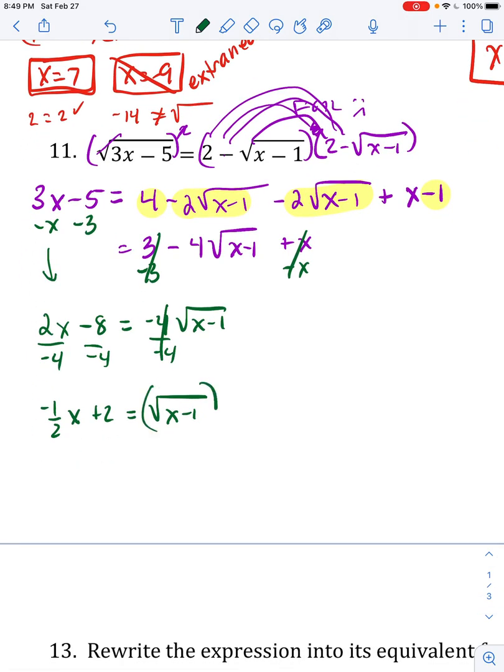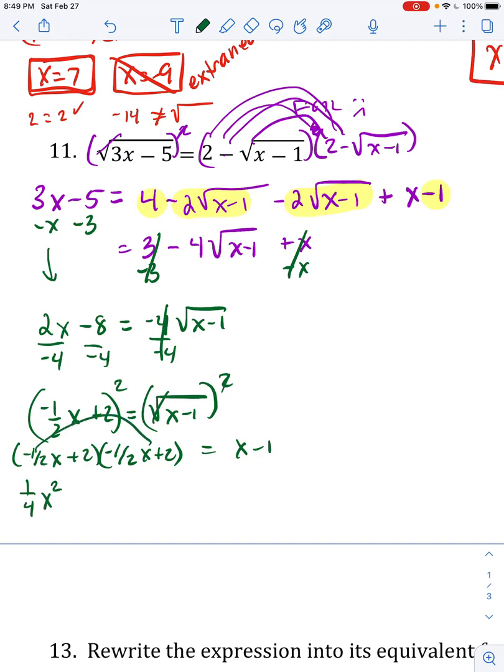Round 2. We got to square this. We got to square this. This side is going to entail FOILing. I'm struggling to write this, obviously. Okay, the right side is easy peasy. The 2 and the root cancel. So negative 1/2 times negative 1/2 becomes a positive 1/4 x squared. The outside, negative 1/2 times 2 is going to be a negative 1x, as is the inside. And then these make 4.